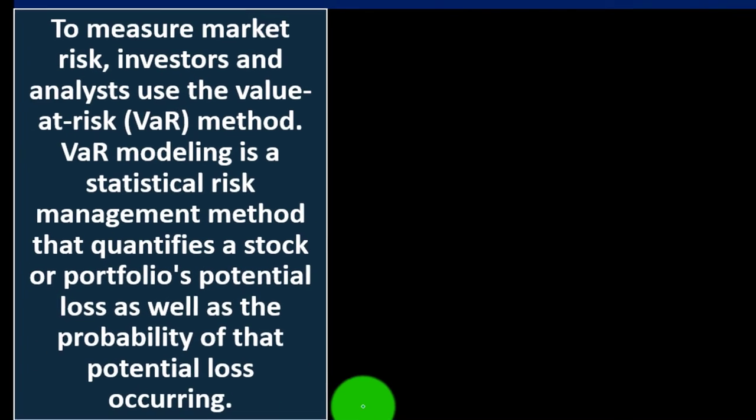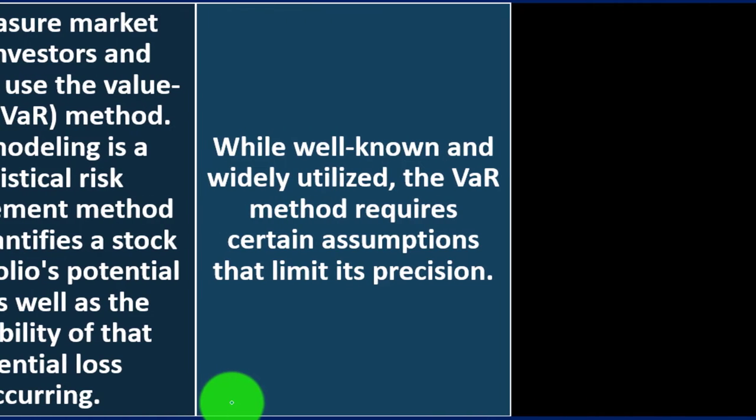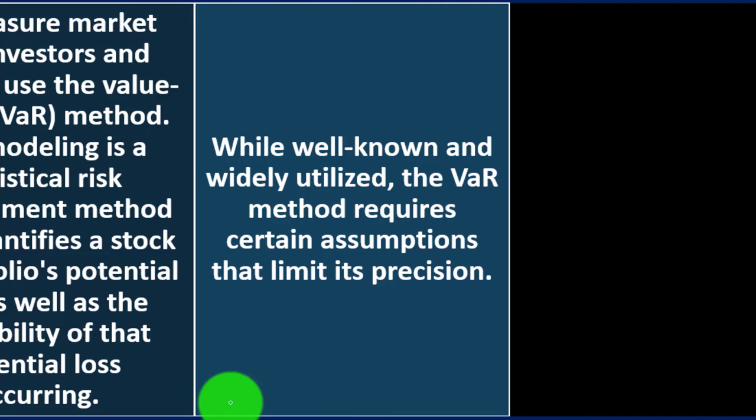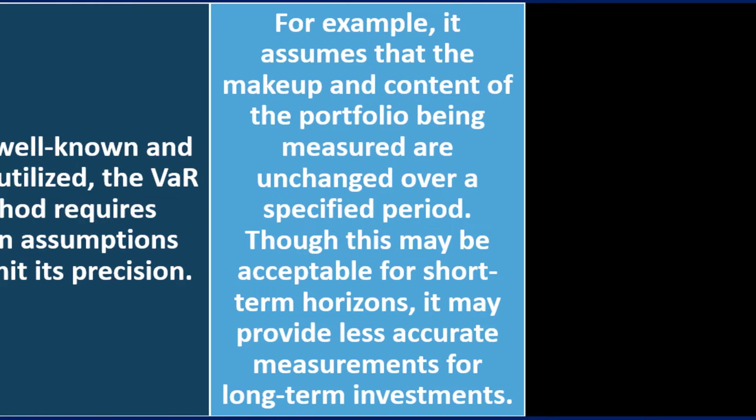Measuring market risk. To measure market risk, investors and analysts use the value at risk, the VAR method. VAR modeling is a statistical risk management method that quantifies a stock or portfolio's potential loss, as well as the probability of that potential loss occurring. While well known and widely utilized, the VAR method requires certain assumptions that limit its precision. For example, it assumes that the market and content of the portfolio being measured are unchanged over a specific period. Though this may be acceptable for short-term horizons, it may provide less accurate measurements for long-term investments.